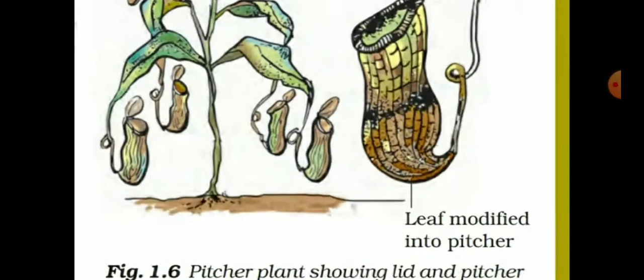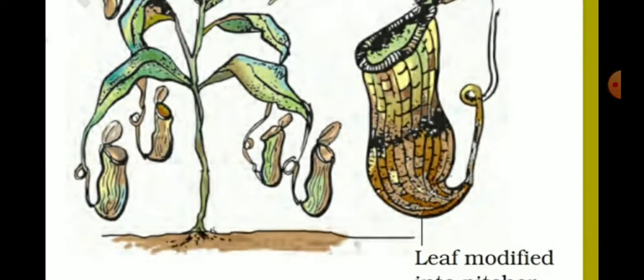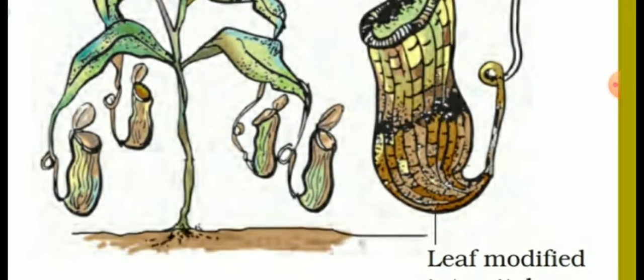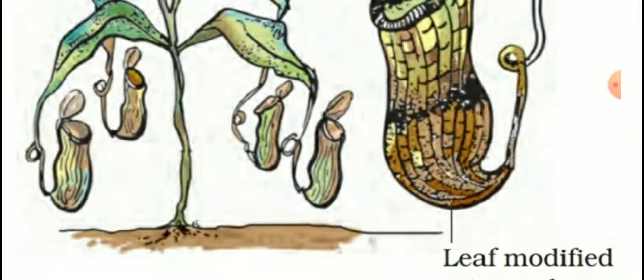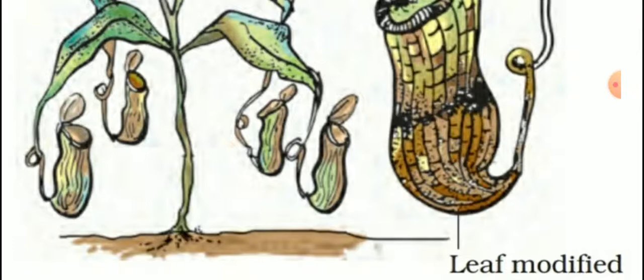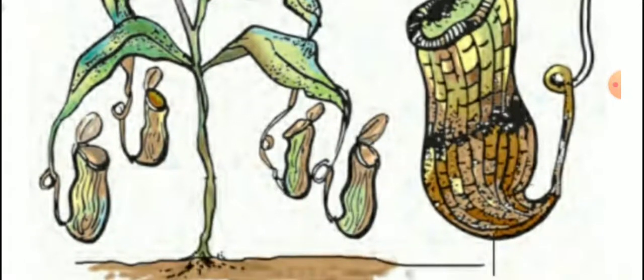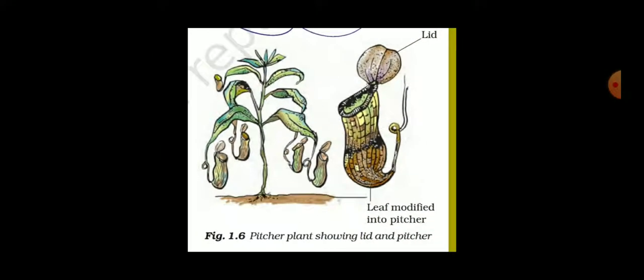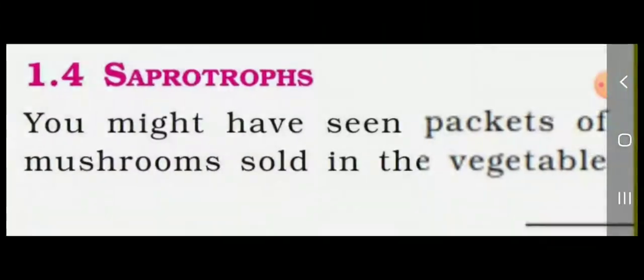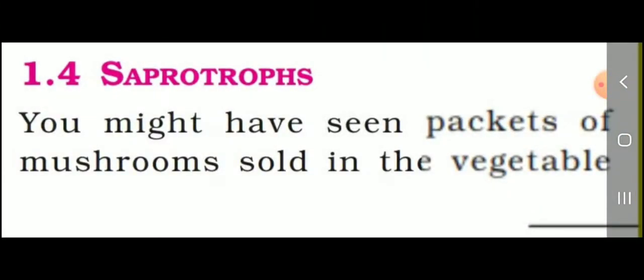The scientific name of this plant is Nepenthes. The leaf is modified into a bottle shape, so it is called a pitcher plant. Why is it called a pitcher plant? To eat insects. Now I will explain the pitcher plant. Okay, listen next. Saprotrophs. What are saprotrophs?